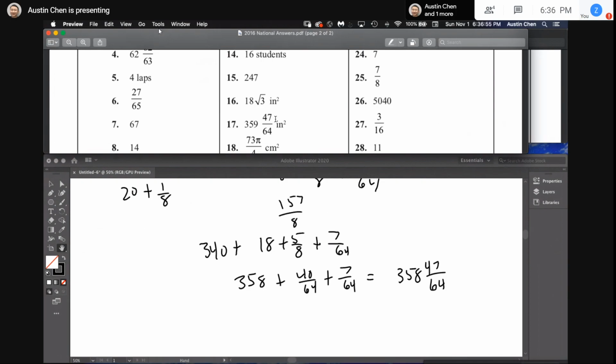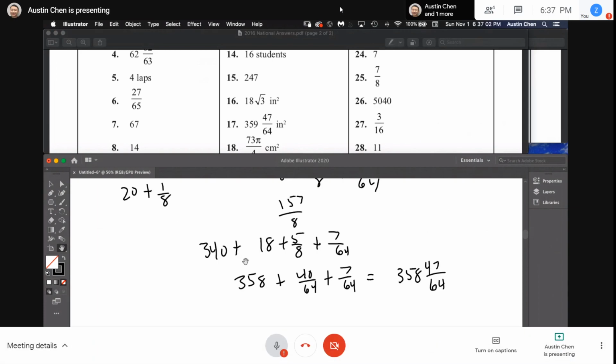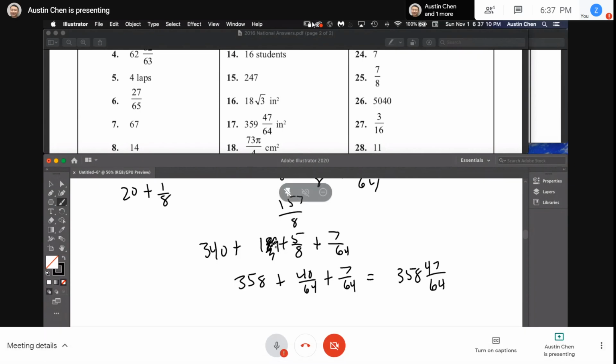And oh, I missed one thing. Oh, this should be 19. I'm bad. So 160 is 20 times 8, right? So this should be 19. So then this will be 359, and that's our answer.